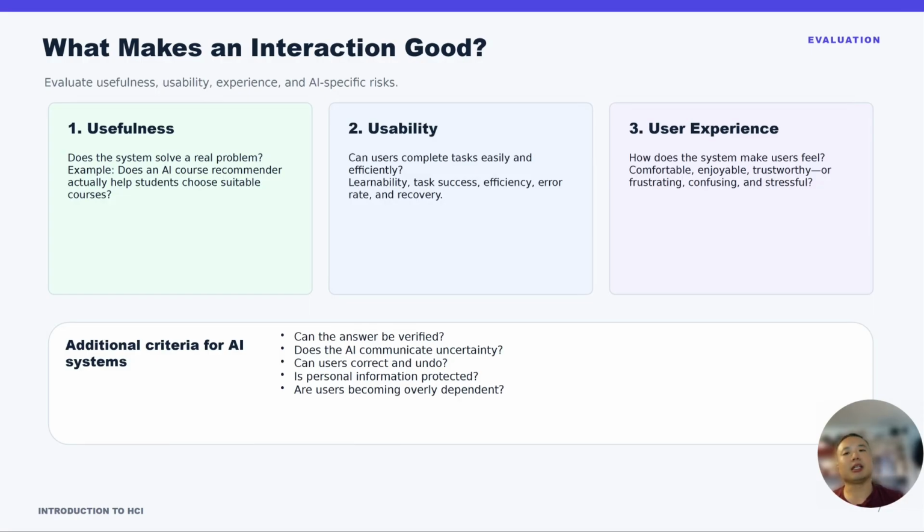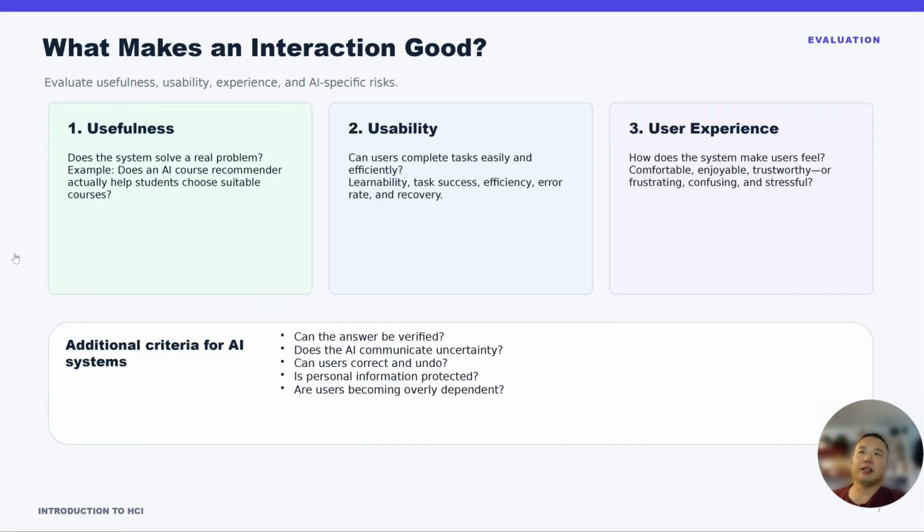Third, user experience. How does the system make the users feel? Users feel comfortable, enjoyable, trustworthy, or frustrated, confused, or stressed. If the system satisfies the first three elements, it will be evaluated as good interaction. Otherwise, it's bad interaction. There are additional criteria for an AI system when we evaluate it.